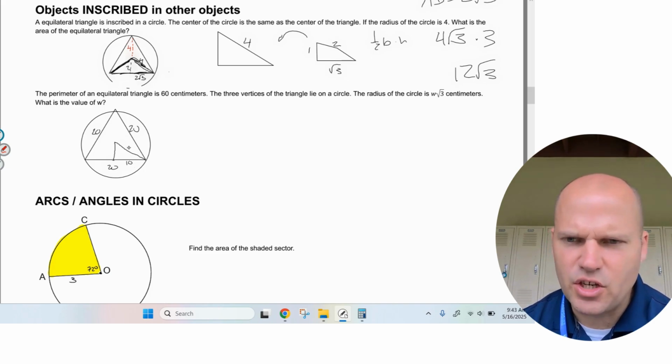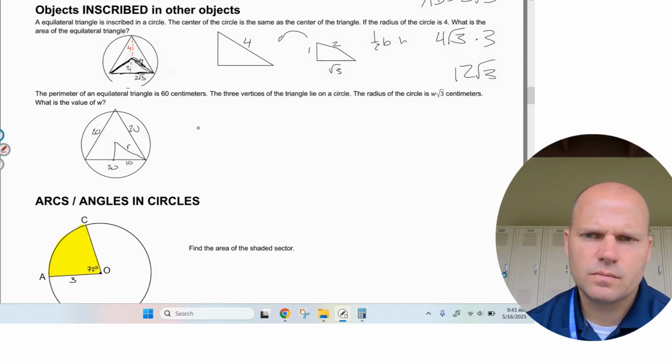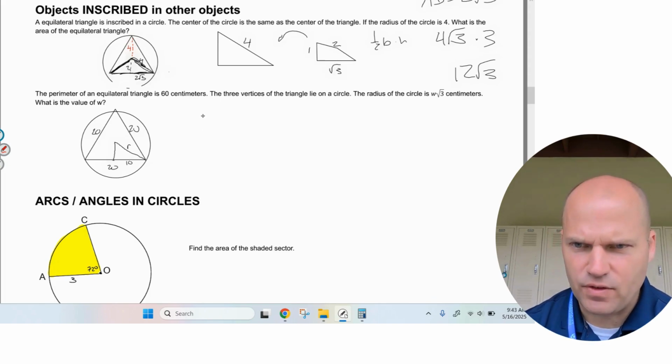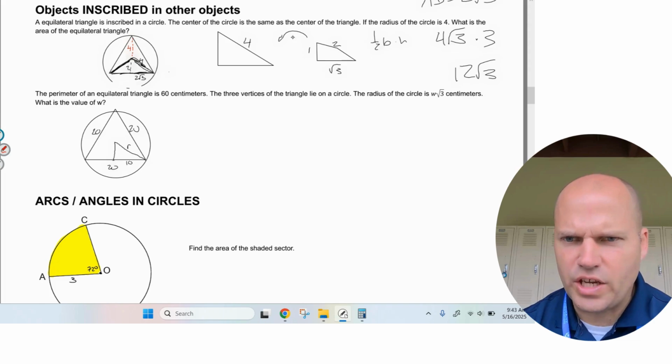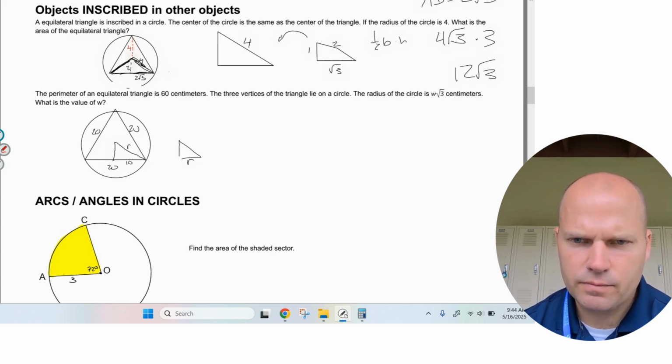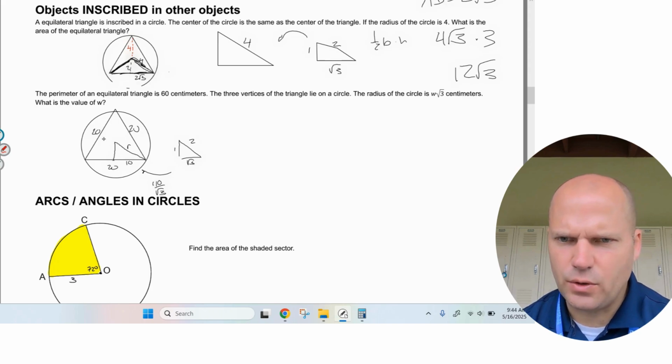The radius is W root 3. That's the radius of the circle. Well, just like this, I can see this is 10 over root 3, scaling. So this is going to be 10 over root 3, and this is going to be 20 over root 3.